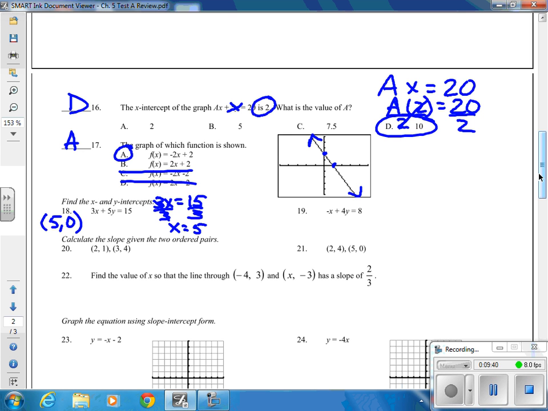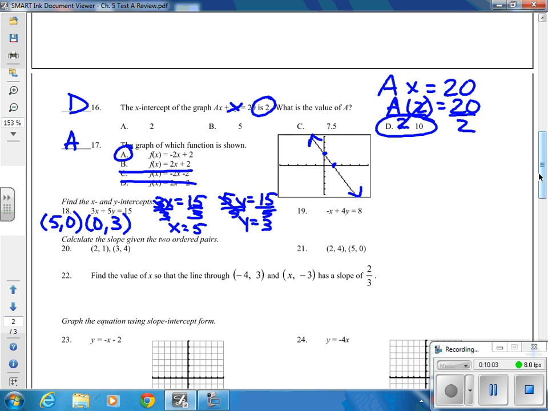Now to find your y-intercept, you kick the x out of the problem and you solve it for y. So you end up with 5y equals 15. Divide by 5 and you get y equals 3. Again, don't leave it y equals 3, turn it into the ordered pair. That would be (0, 3). So when they ask you for the x and y intercepts, it's two separate ordered pairs that you have been able to generate. So for number 19, we're going to do the same thing, right?